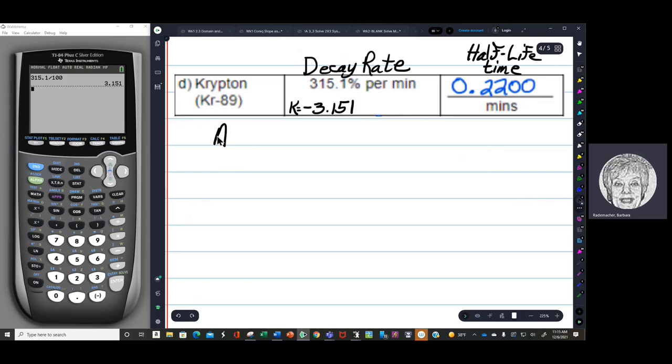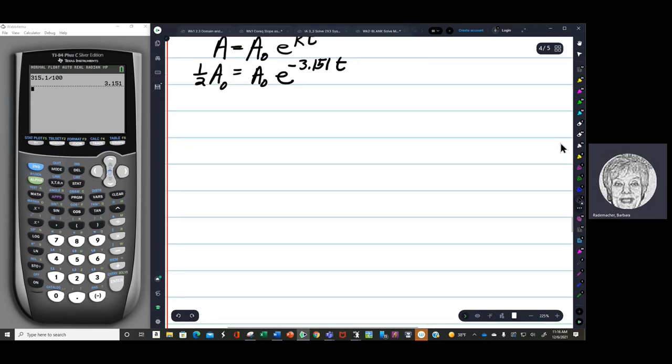Here's our general formula. This is half-life, so we're looking for 1/2 A naught equals A naught, the original amount, times e to the negative 3.151 t. And now I go through the same exact process. First, I divide out A naught.